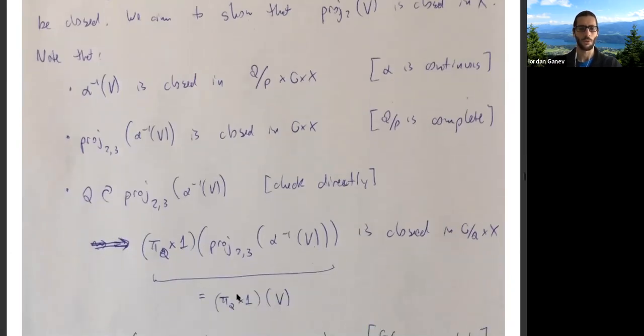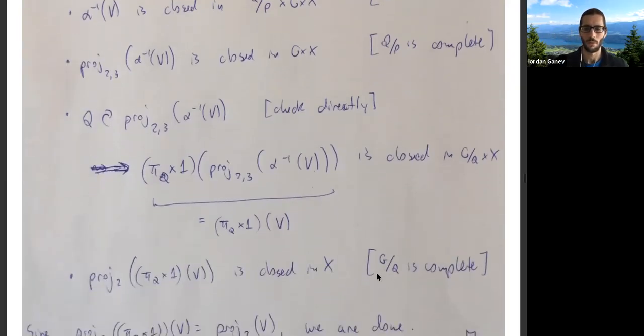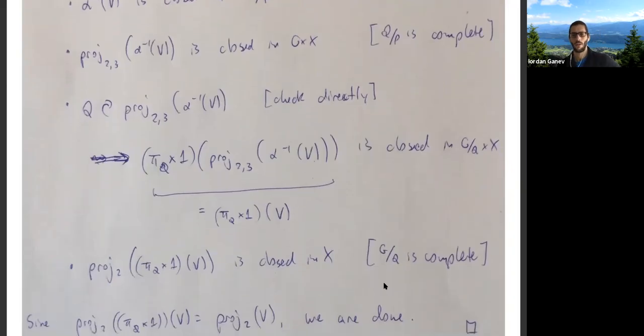But if we apply that quotient map, since we just play around with the diagram, we see that's the same as just applying the quotient map from, I think there should be a tilde here, pi tilde Q. Apply that to V, so just do the quotient directly. And then we finally use that G mod Q is complete. And yeah, that does it. So that's the proof, modulo maybe this step of convincing yourself that this set is closed inside of G mod Q cross X.